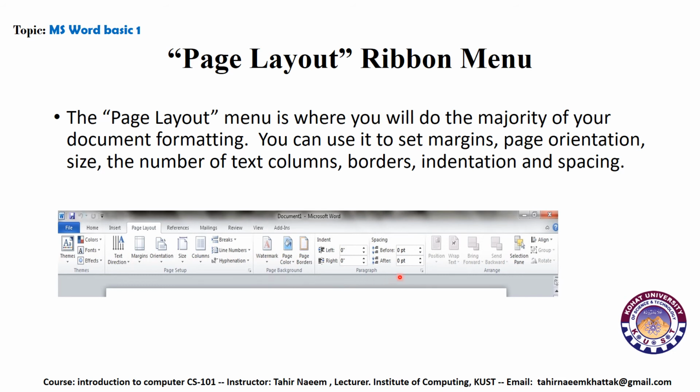While the paragraph group means from where our text should start, from the left and right, and where it should end, how much space should be before the paragraph and how much space should be after the paragraph. While the arrangement deals with the arrangement of the word.